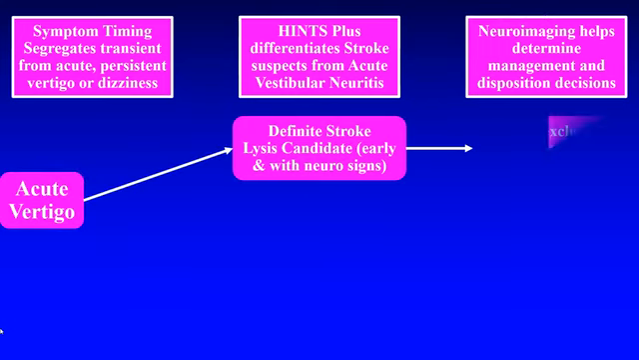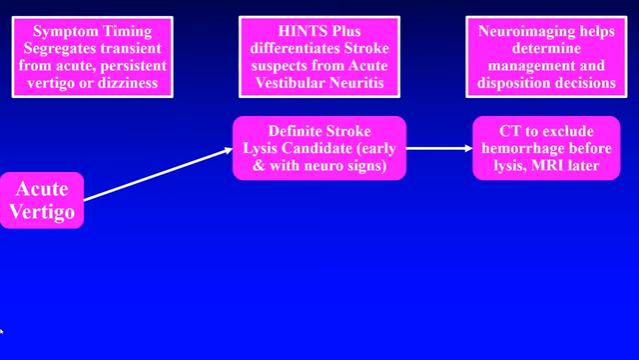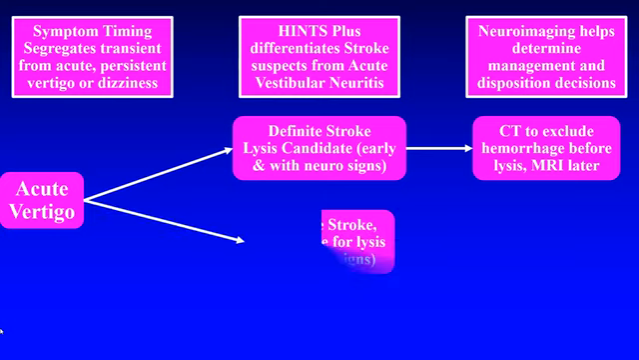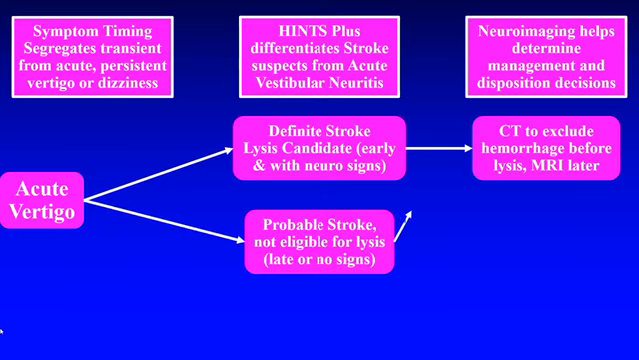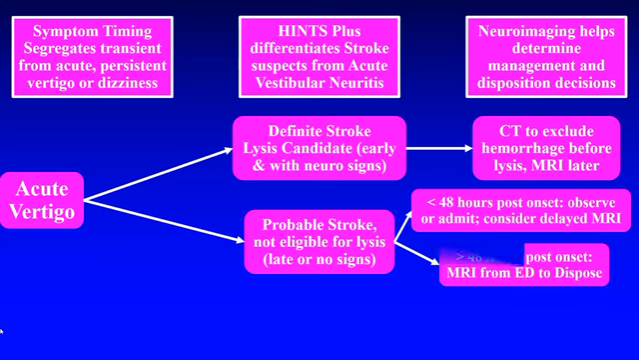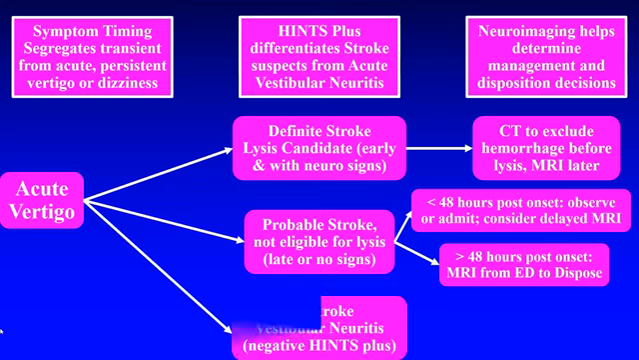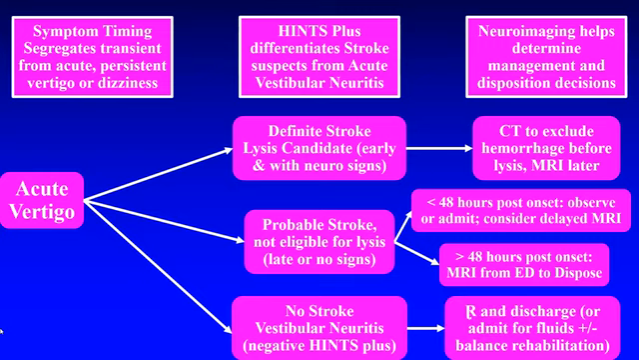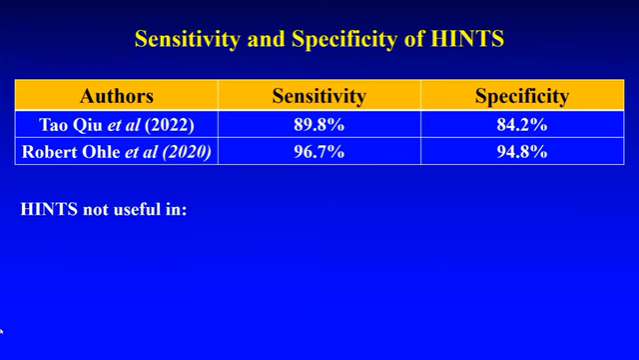Acute vertigo, definite stroke, lysis candidate: early contact with neuroscience. CT to exclude hemorrhage before lysis. MRI is not useful, may be done later. Probable stroke, not eligible for lysis, late or no signs: less than 48 hours post onset, observe or admit. Consider delayed MRI. More than 48 hours post onset, MRI from the emergency department to dispose. No stroke, vestibular neuritis, negative: hence treat and discharge, or admit for fluids with balance rehabilitation.